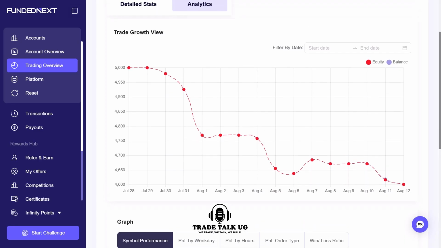So you can see that the account at first was at 5,000, that is on July 28th. Then on July 29th it was still at the same level. That day it broke even. You can see on the next day, which is July 30th, I lost around $20. You can see on the 31st of July the account kept on reducing massively.